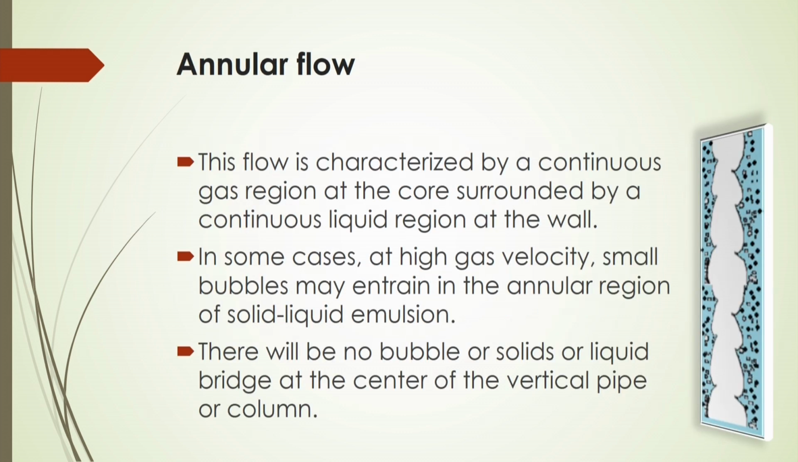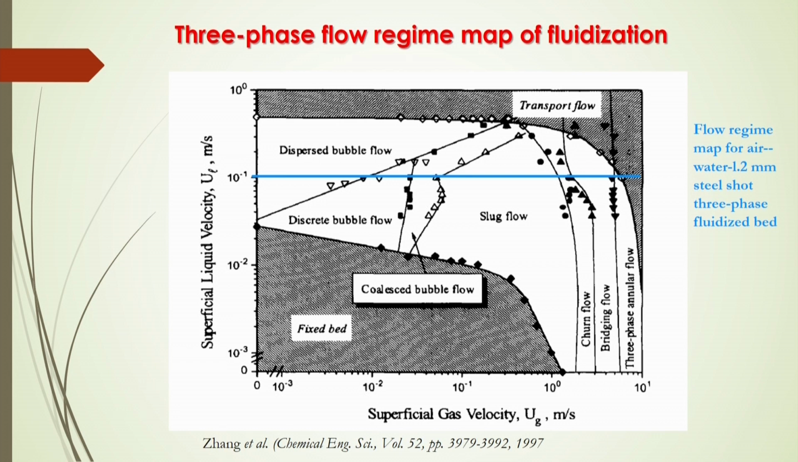In case of annular flow, you will see a continuous gas region at the core surrounded by a continuous liquid region at the wall. And in some cases at high gas velocity, small bubbles may be entrained in the annular region of solid-liquid emulsion. There will be no bubbles or solids or liquid at the center of the vertical pipe or column or bed in the 3-phase system. Now, here another example of a flow regime map of fluidization for these 3-phase systems is given.